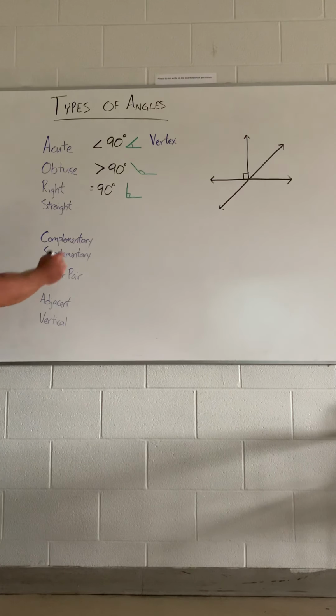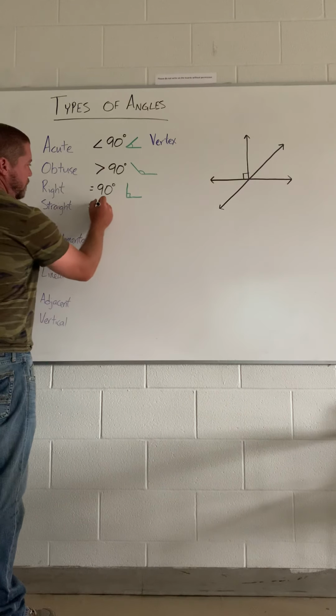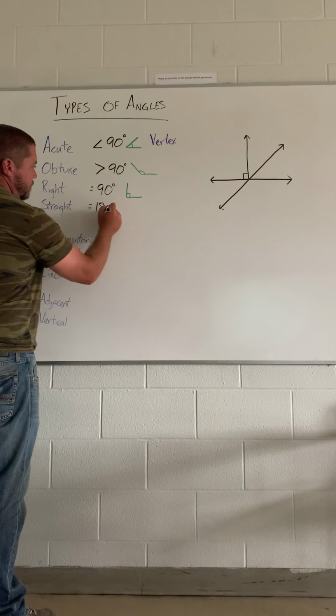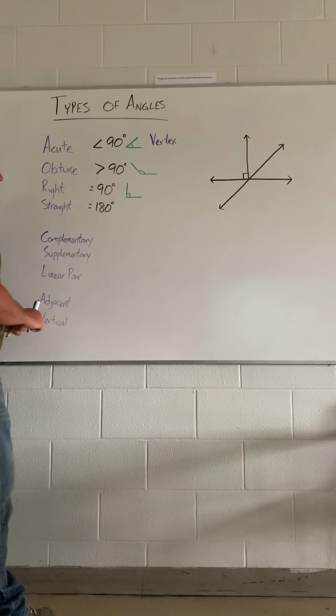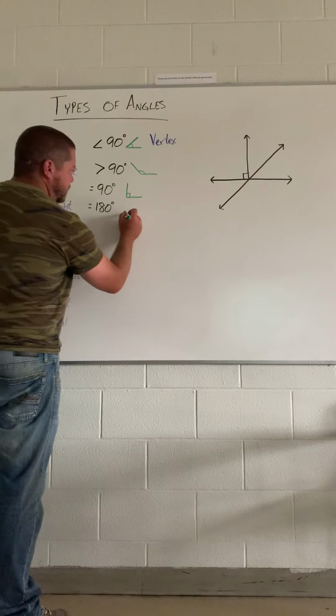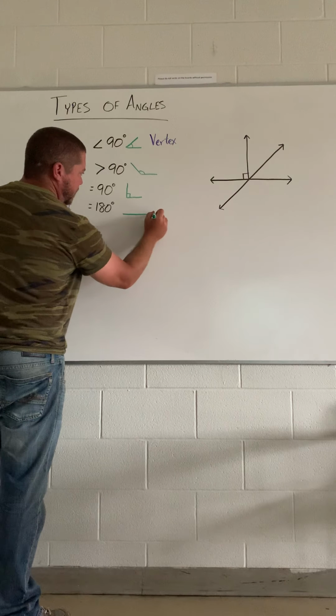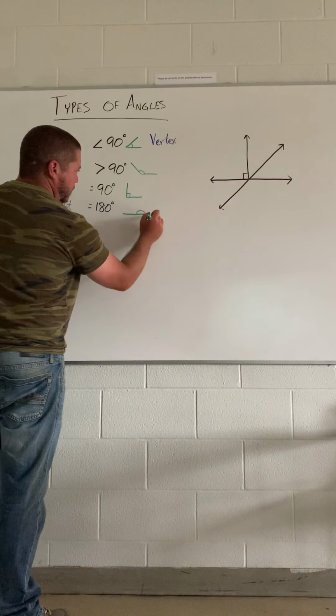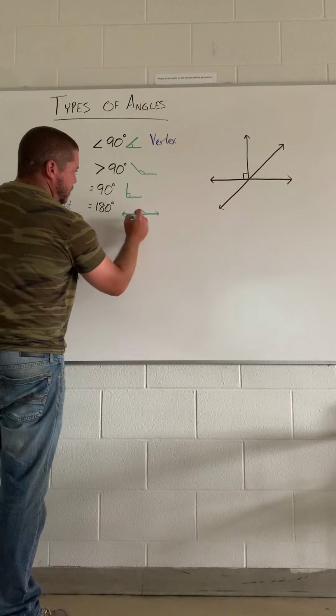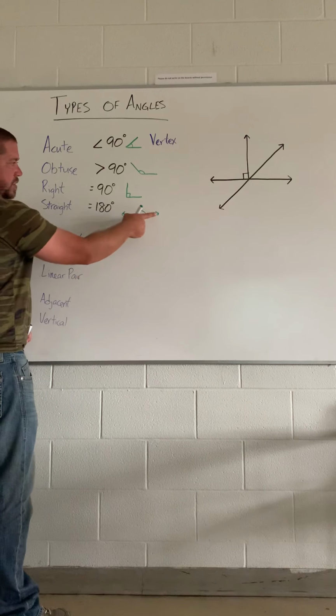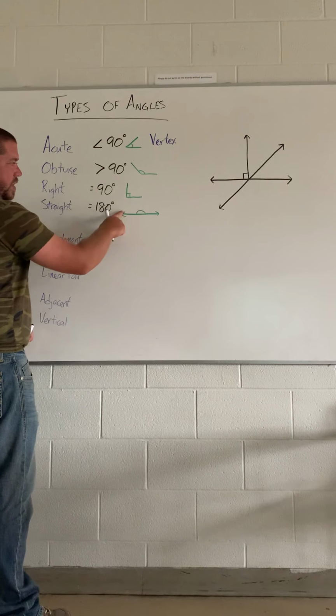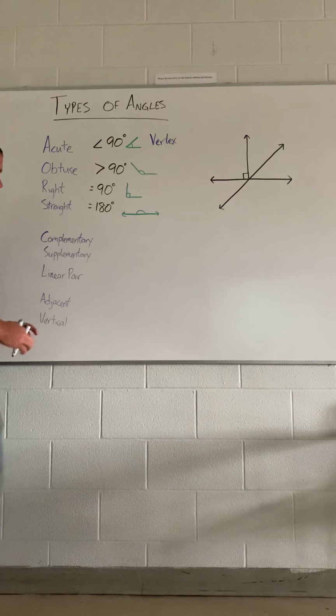A straight angle is equal to 180 degrees. Or in this case, we look at a straight angle as a straight line. So we've got a line that's running across. If it starts here, it opens up on 180 degrees.